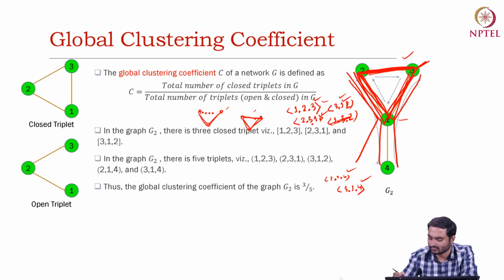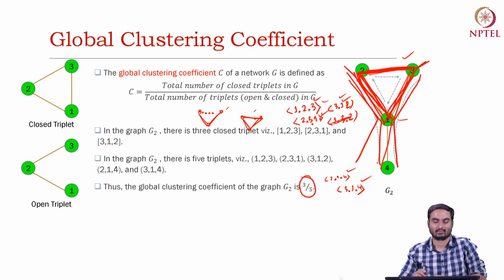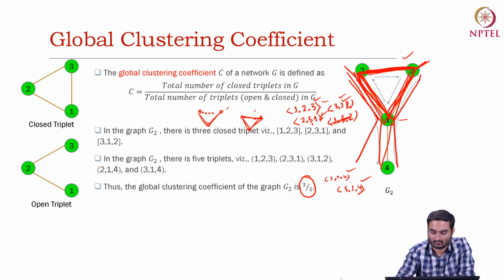Okay. You may also argue that, look, 2, 1, 4 is an open triplet. 4, 1, 2 can also be an open triplet. No. Why? Because you can differentiate between triplets based on the central node, the middle node. The middle node is the same for both the cases. Okay. So the global clustering coefficient is 3 by 5.